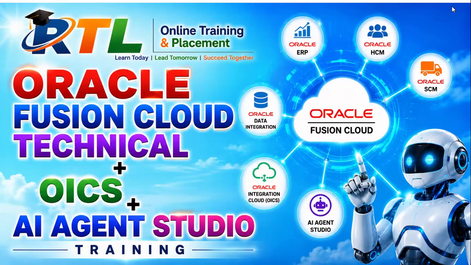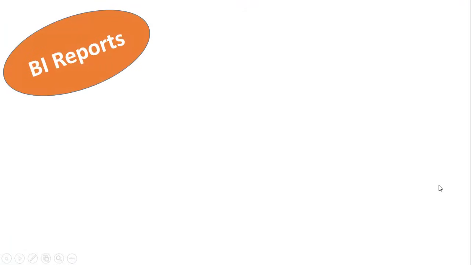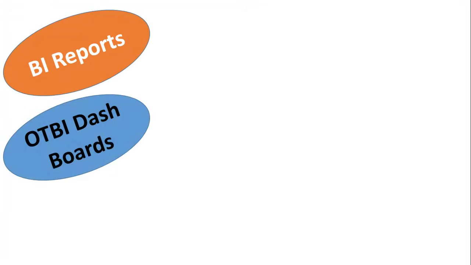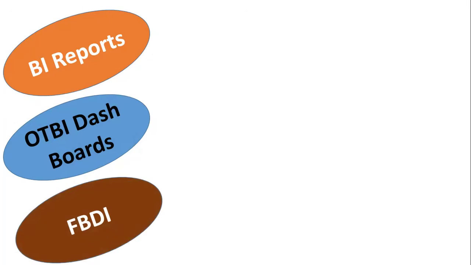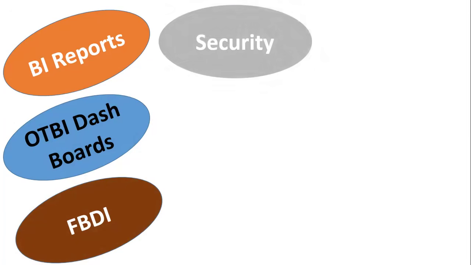That's why we combined these three parts where you can learn Oracle Fusion ERP applications technical part, OICS, and AI Agent Studio. It combines mainly the BI reports part, development and customization of BI reports in financials and supply chain management modules, as well as development of OTBI analysis and dashboards, infolets, and integrating these OTBI infolets in our applications, and data migrations by using spreadsheet data loader, file-based data import, and also by using REST and SOAP APIs.